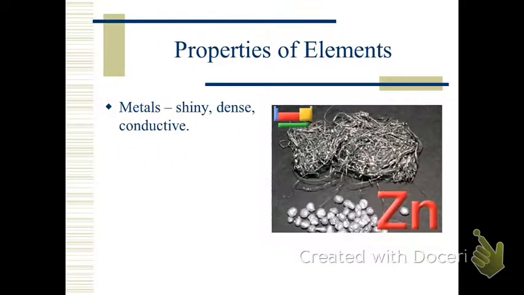So let's talk about what a metal is. And I think most of y'all know what a metal is when you see one, is that we know it's shiny, they call it metallic luster, that it's dense, and that it's conductive to both heat and electricity.